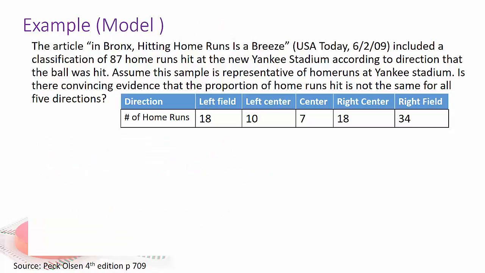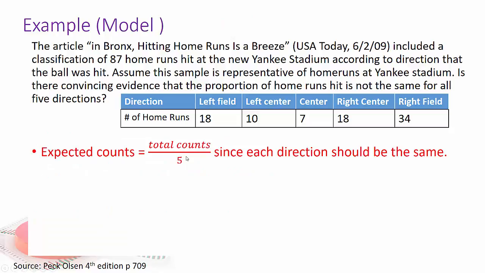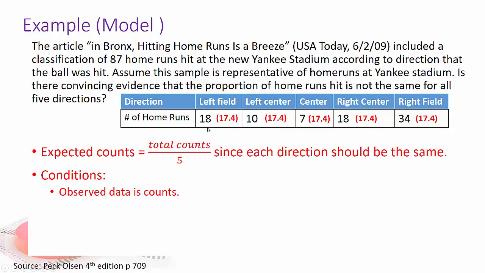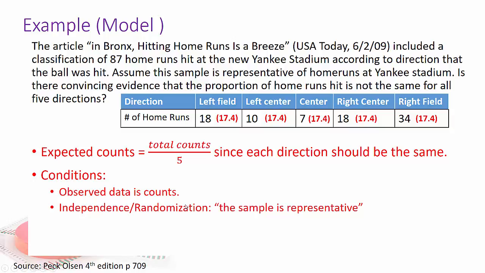All right, now we need to look at the model. Remember, expected counts is total counts divided by 5, since each direction should be the same. And so you can write down your expected counts in your table. If you do not write down the expected count somewhere, you are not showing that that condition is met. So again, the conditions: observed data is counts, which it is. They told us the sample's representative, and all expected counts are above 5. So you can see that they are. All right, so all our conditions are met.